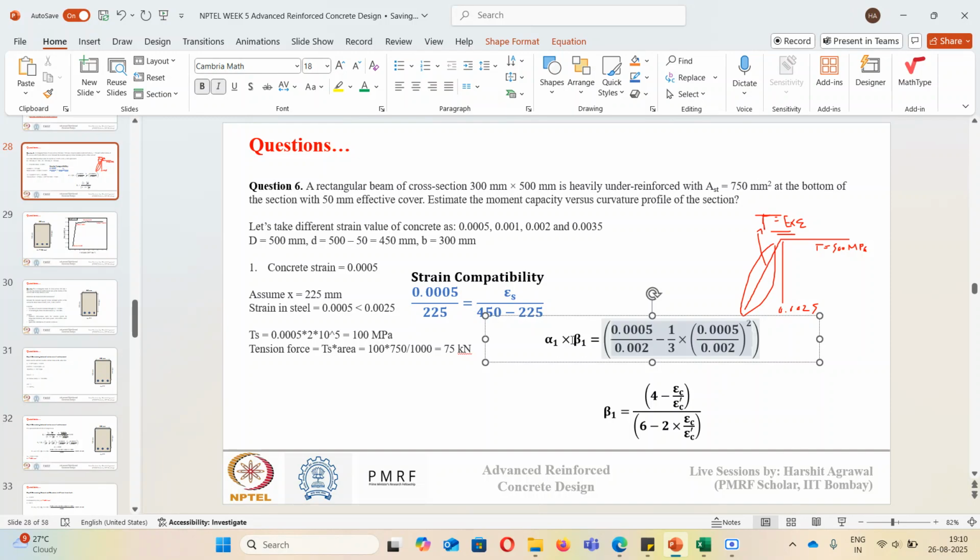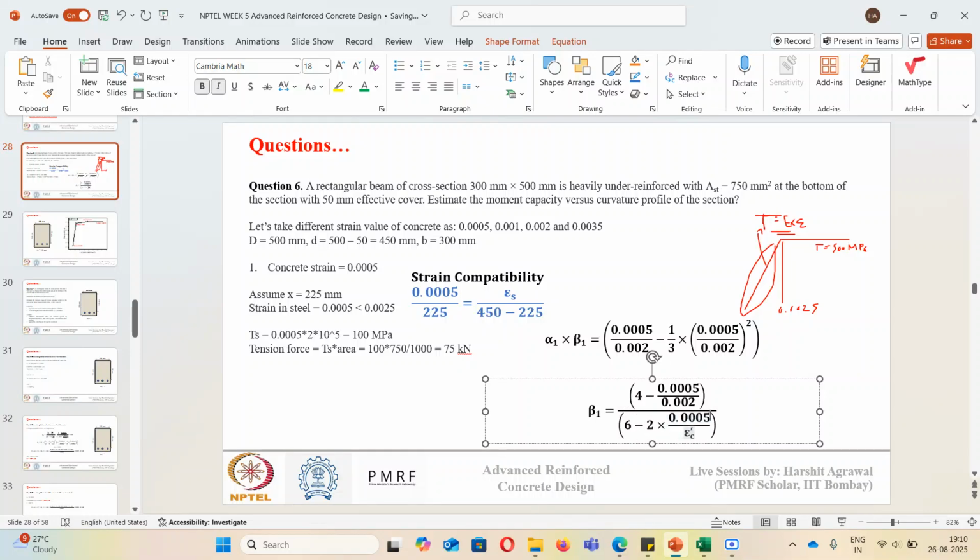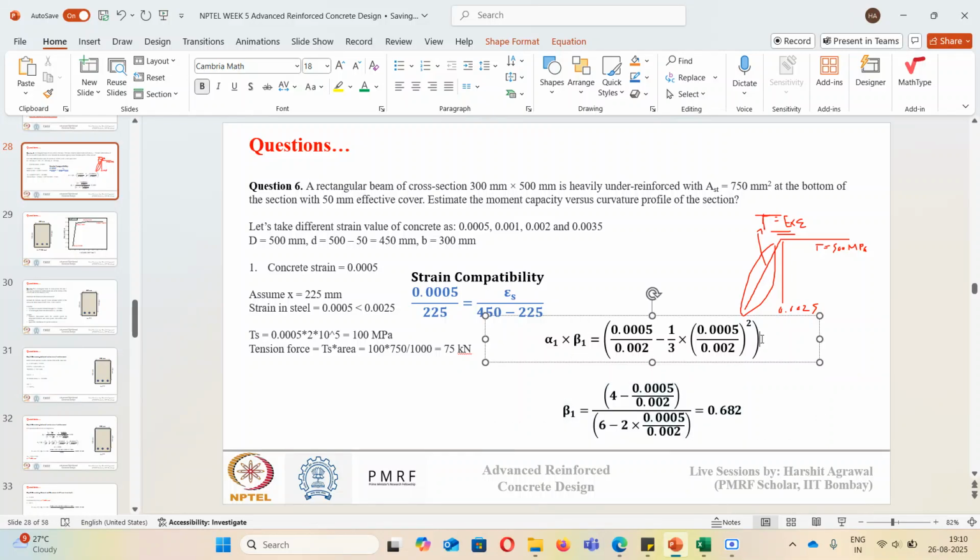Now first we will need to get the value of beta 1. If we know the value of beta 1, we can find the value of alpha 1. So the value of beta 1 we will find from the second equation, 0.0005 upon 0.002 here, and 0.0005 upon 0.002 here. When you solve this, you will get beta 1 is equal to 0.682, and when you substitute beta 1 as 0.682 here and solve this, you will get alpha 1 is equal to 0.336.